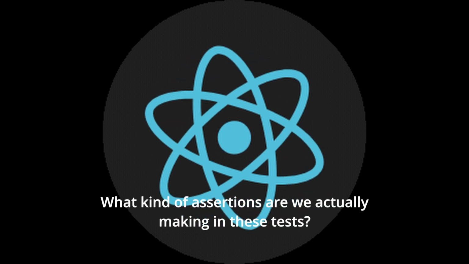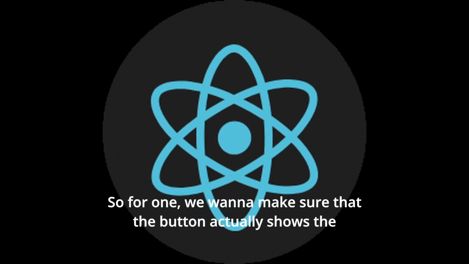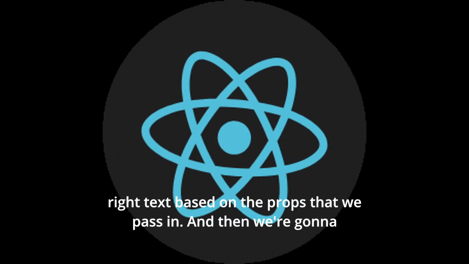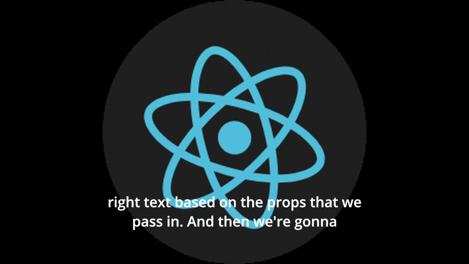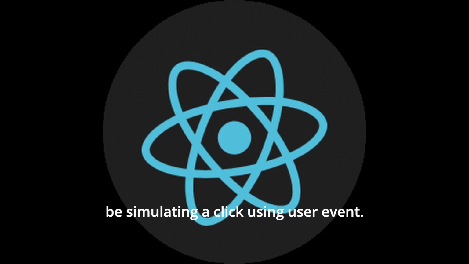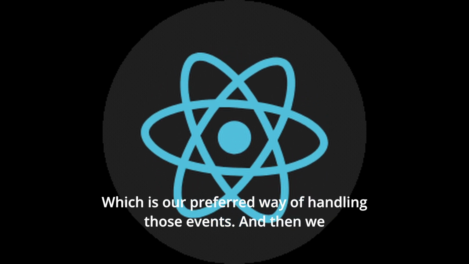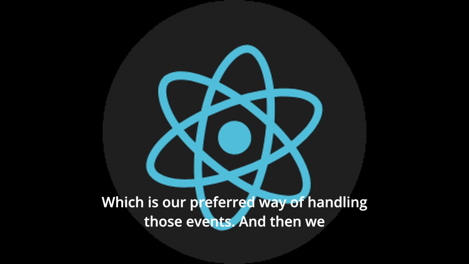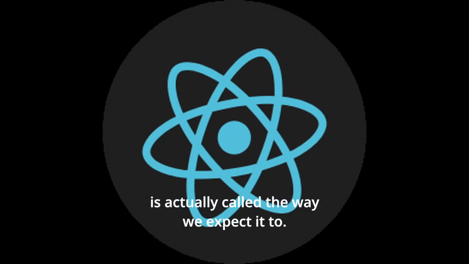What kind of assertions are we actually making in these tests? For one, we want to make sure that the button actually shows the right text based on the props that we pass in. And then we're going to be simulating a click using user-event, which is our preferred way of handling those events. And then we verify that the button's onClick handler is actually called the way we expect it to.